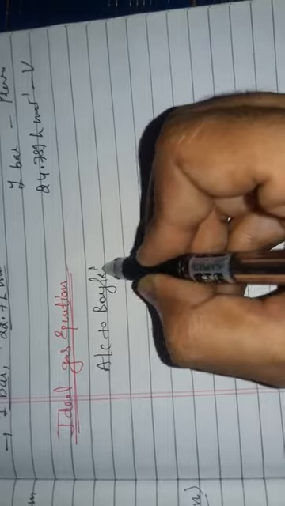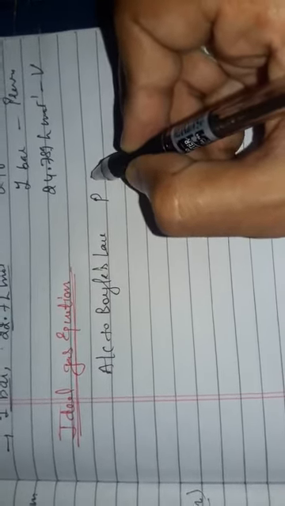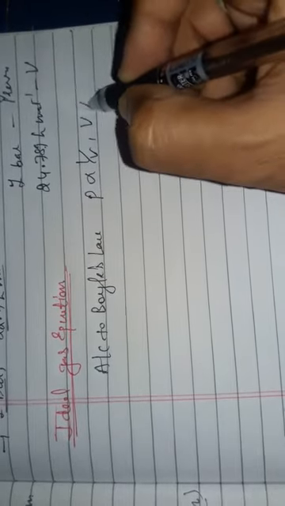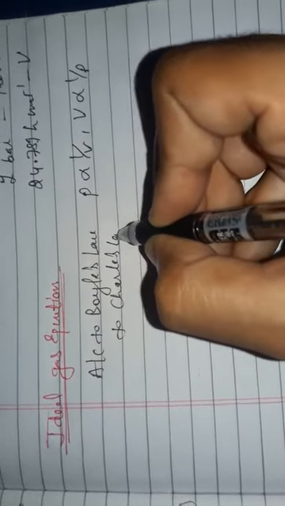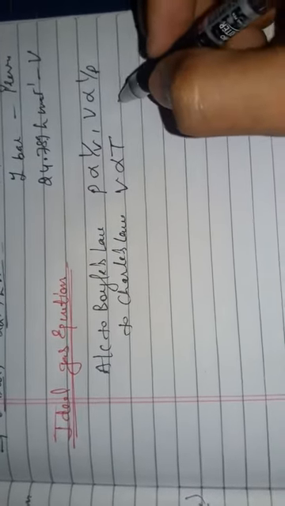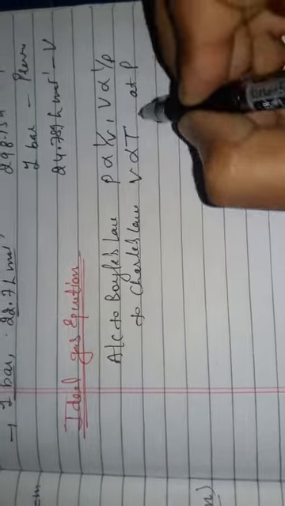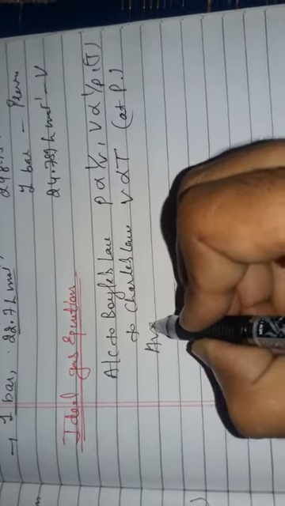So according to Boyle's law, pressure is inversely proportional to volume, or volume is inversely proportional to pressure; you can write it either way. Second, according to Charles's law, volume is directly proportional to temperature at constant pressure. Here the constant is pressure. Third one is according to Avogadro's law.